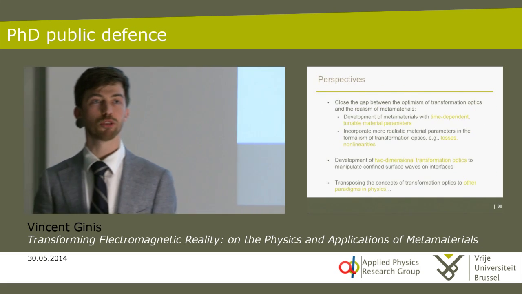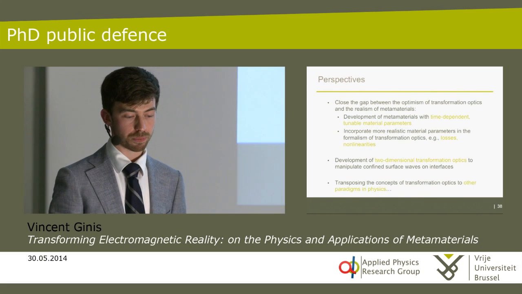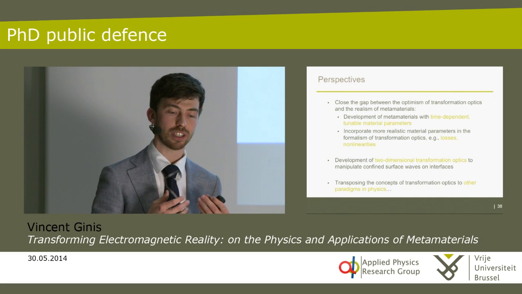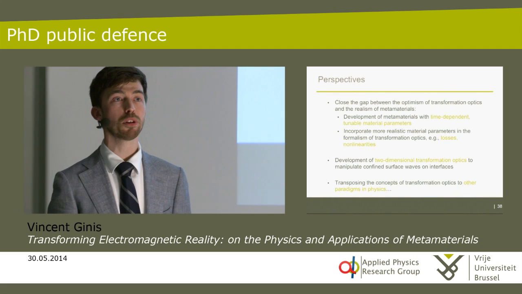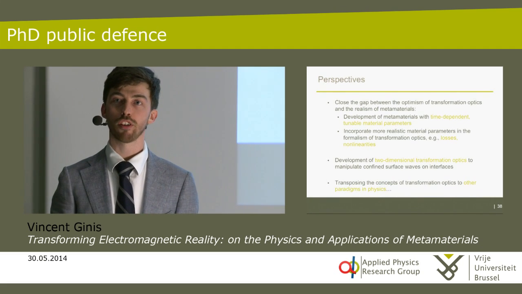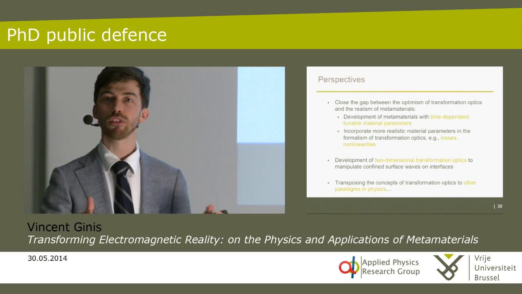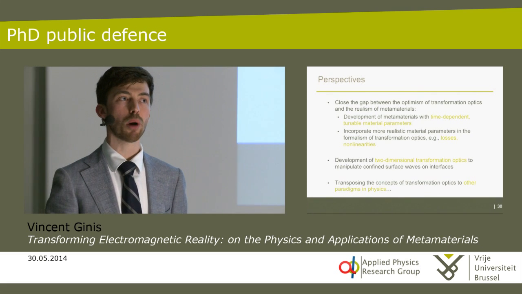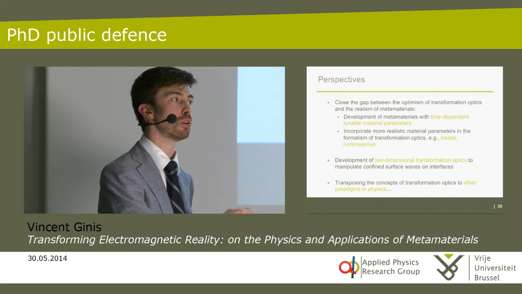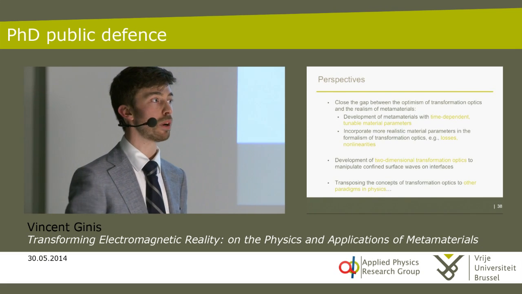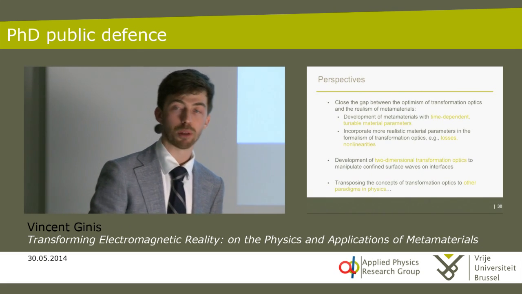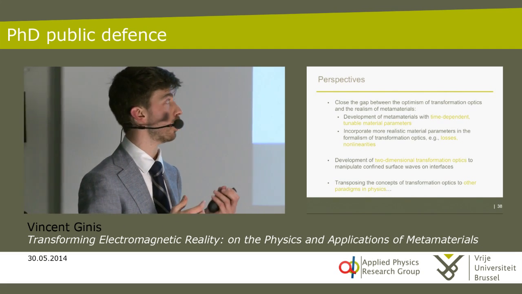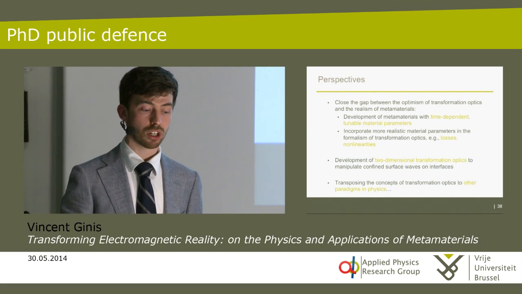Now, I want to go out with a few perspectives, because I think this is quite important. The first perspective is that it is very important to close the gap between the optimism of transformation optics and the realism of metamaterials. Because nowadays, the framework of transformation optics is giving us material components, like refractive indices, that are still too optimistic in relationship to the metamaterials that we can make. In the other way, it would also be nice if we could develop metamaterials that are evolving as a function of time, because this would enable us to achieve the frequency shifting effect that I demonstrated previously.